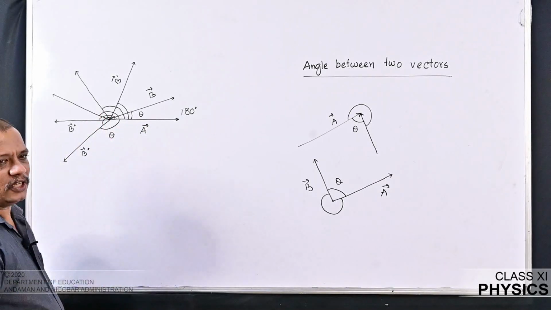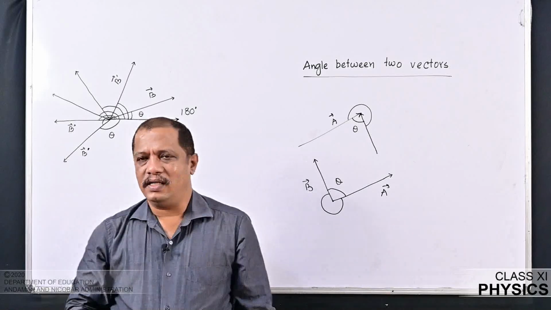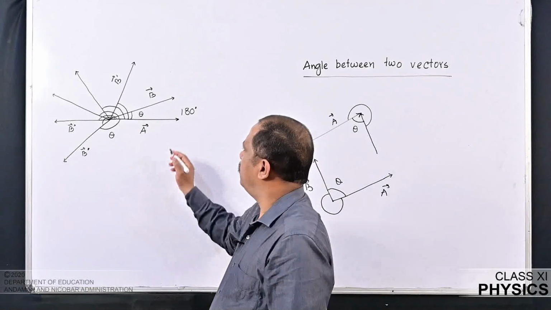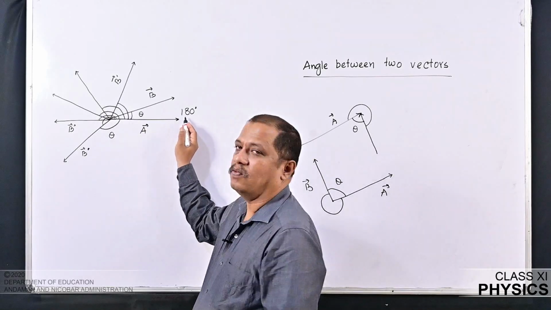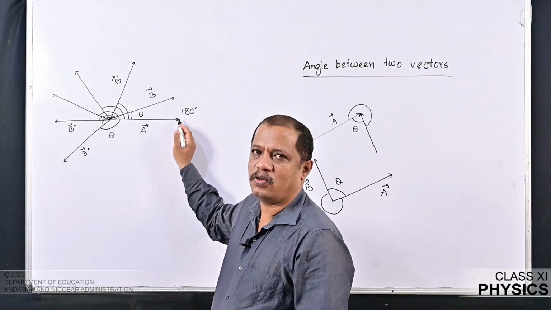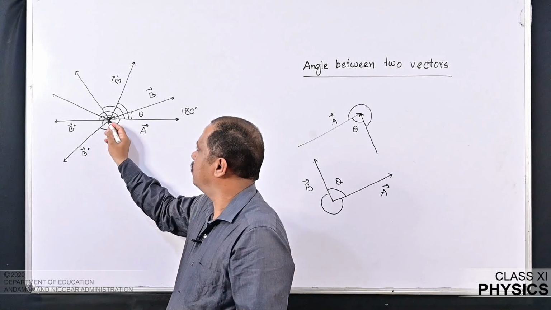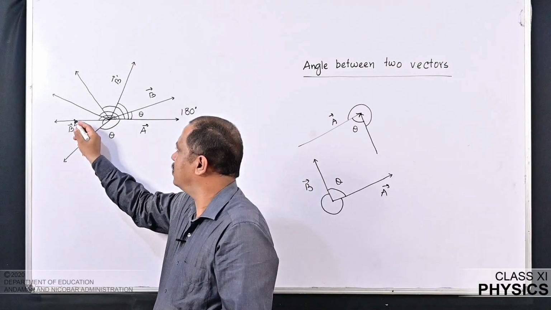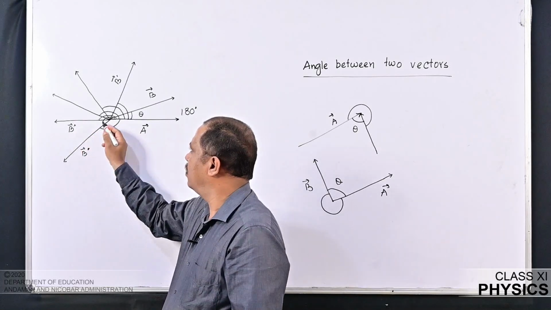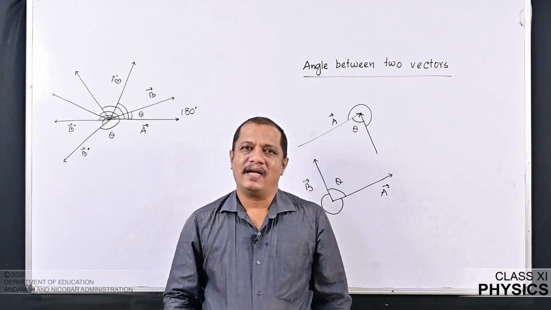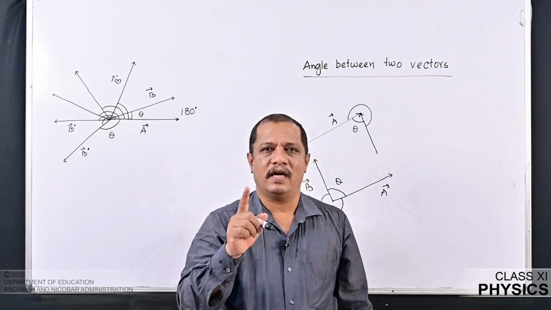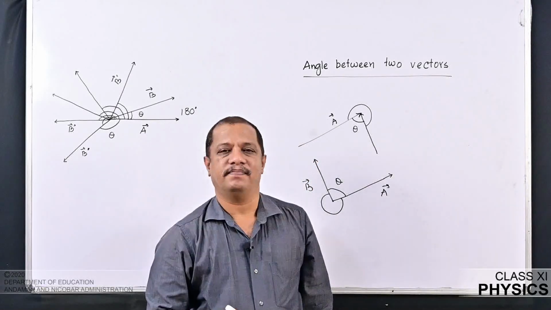So when I look at this picture, one thing I understand is that the maximum angle between two vectors can be 180 degree, not more than that. Because see, with respect to B double dash, if again I rotate this one further, now the angle is less than 180 degree. So the maximum angle between two vectors can be 180 degree.